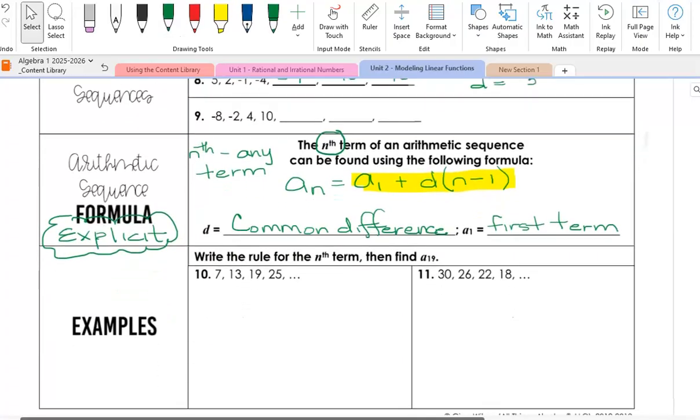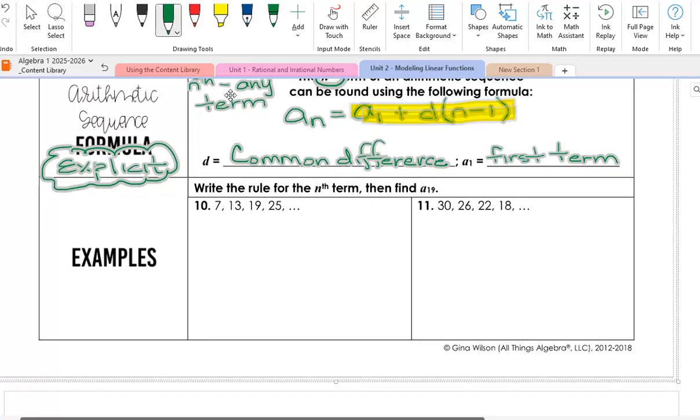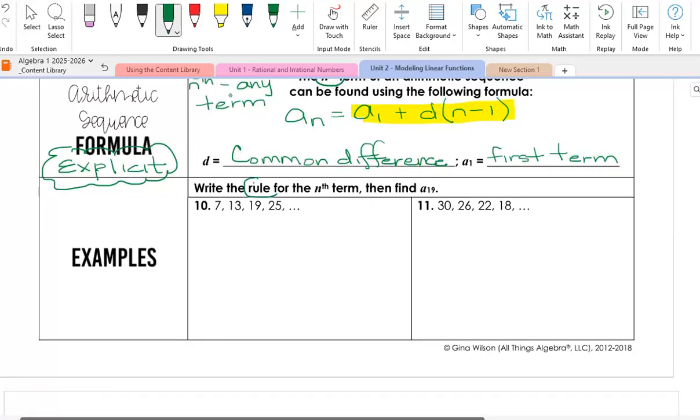So for example, number 10, write the rule. The rule means we're using this formula. So you need to know two things. You need to know A sub 1, in this case, which is the first term, which is 7. And you need to know the D. So this is where we're subtracting. What is 13 minus 7? It is 6. What is 19 minus 13? It is 6. What is 25 minus 19? It is 6. 6, 6, 6. D is 6.